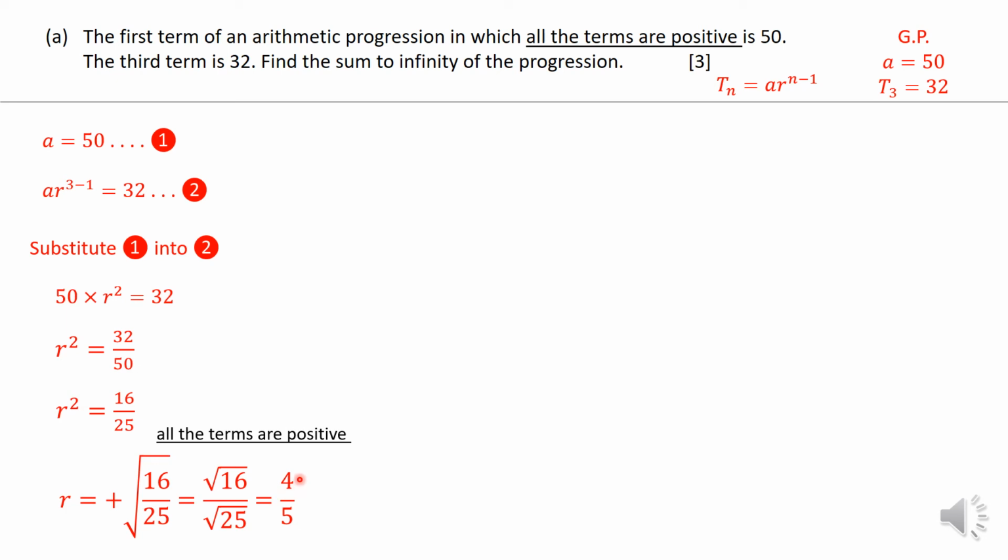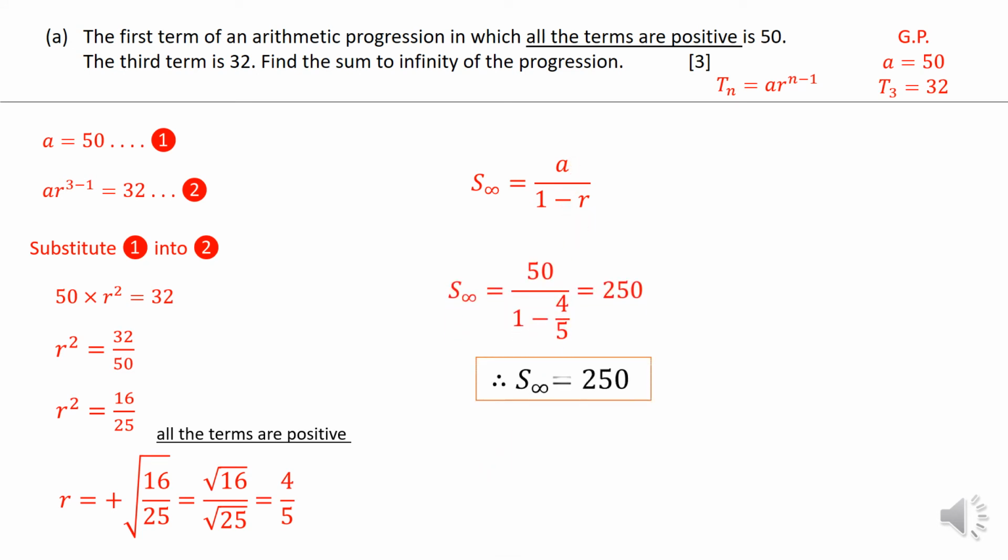We'll use that to find the sum to infinity, because the formula for sum to infinity is a all upon 1 minus r. Hence, you had to find r. So now you just substitute for a, which is 50, and for r, which is 4 over 5. Therefore, the sum to infinity is 250.